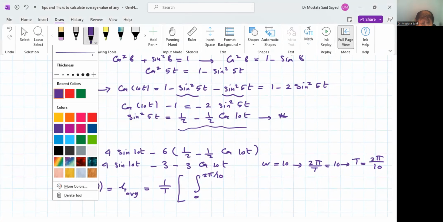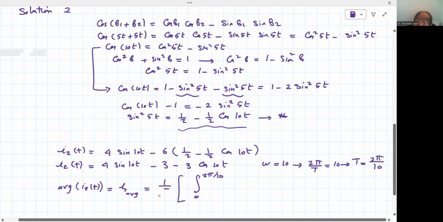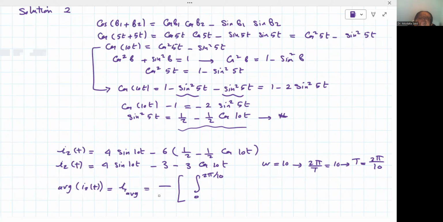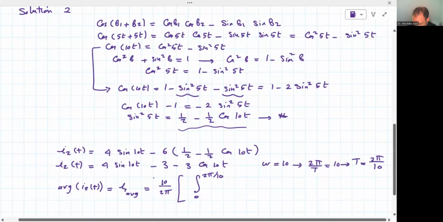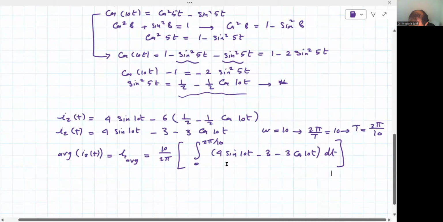And we can remove the t here in the beginning and put the equivalent 10 over 2 pi. 1 over 2 pi over t, it's 10 over 2 pi. Then we have 4 sine t minus 3 cosine 10t. Close the parentheses, put dt, close the big bracket.